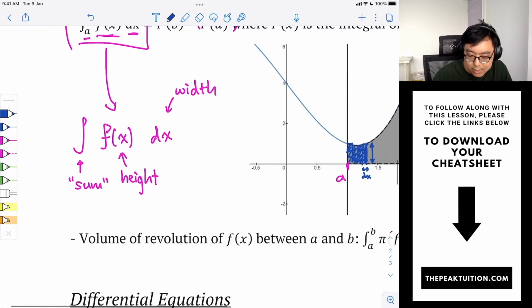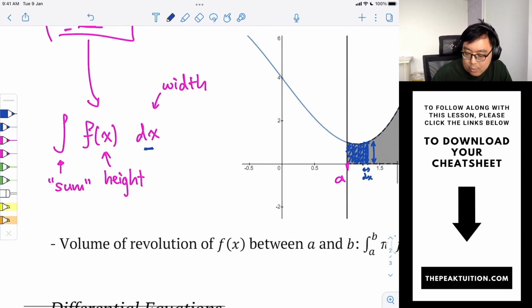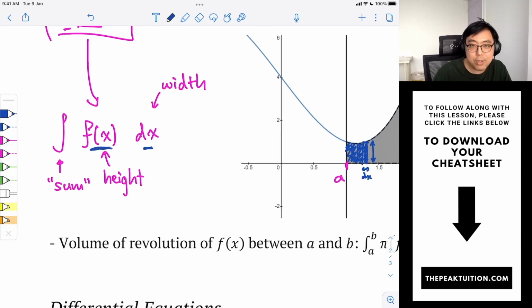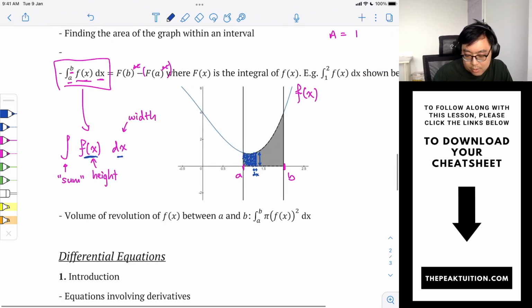So in a sense, you can think of this dx as the width that you are summing over and f(x) as the function you are summing over. And then when you integrate them this way, you get the area under the graph. When you think about integration as summing up slices, this helps a lot when it comes to other applications of integration, such as finding volumes of revolution.